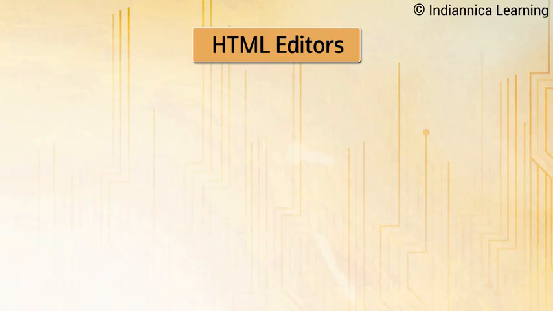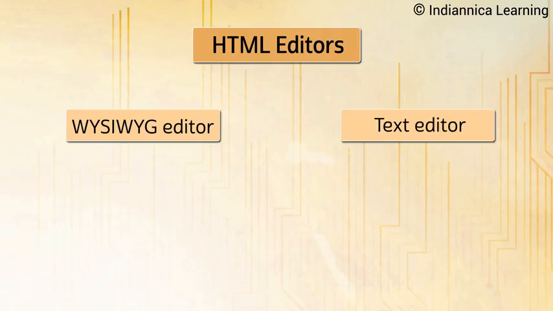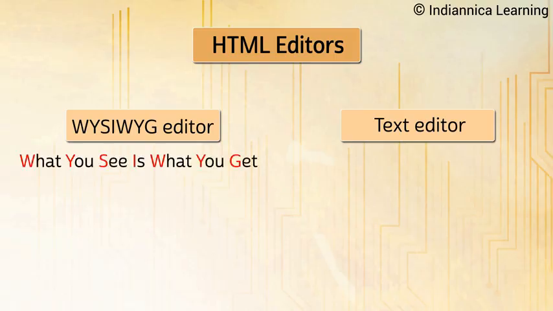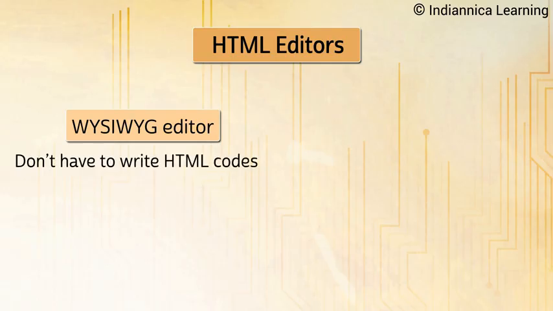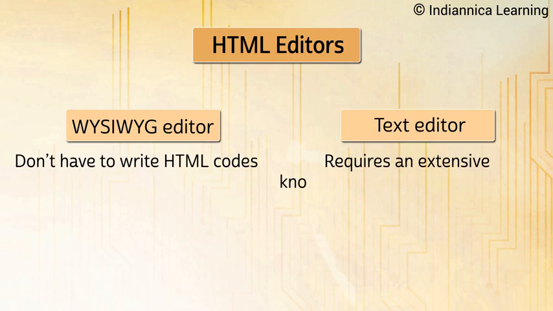HTML editors. HTML editors are of two types: WYSIWYG editor and text editor. WYSIWYG stands for What You See Is What You Get. It is called so because when you use it, you can see the end results of what is being created. In WYSIWYG editor, you don't have to write HTML codes to create web pages. On the other hand, a text editor requires you to have an extensive knowledge of HTML programming.